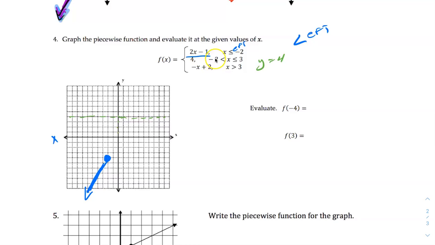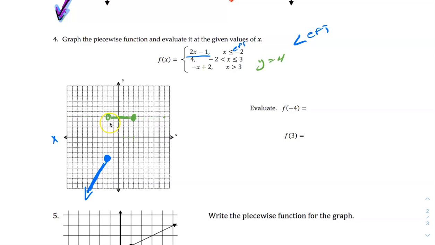I want that between -2, open circle, and 3, close circle. So -2 is right here, open circle, and 3, close circle. 1, 2, 3, close circle. And I only want them in between. I want between those two, so this part right there. And again, we don't need the rest.